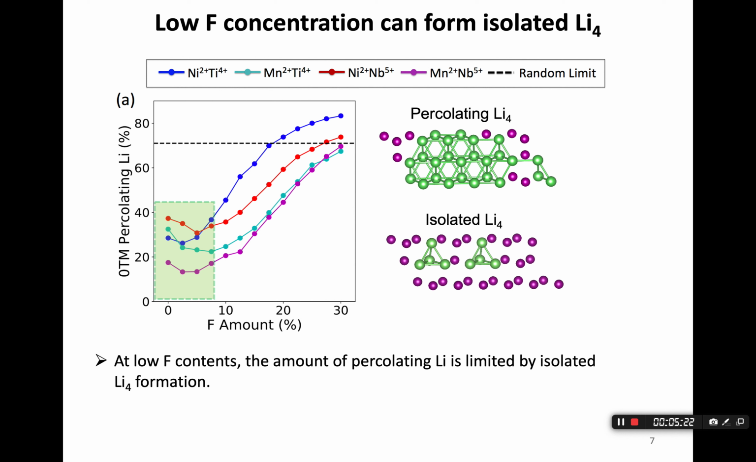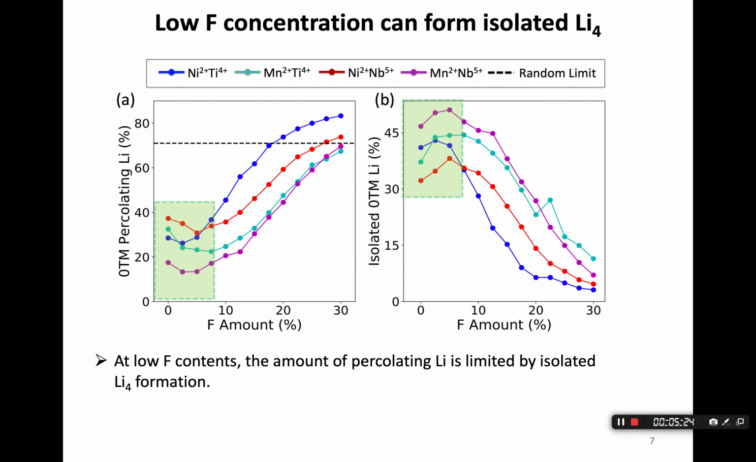So in that case, if you plot the amount of isolated zero-TM channels as a function of fluorination, you will realize that whenever the percolation reaches the minimum, the amount of isolated zero-TM will reach its maximum. That basically illustrates that the reason why you have bad performance at 5% of fluorination is because you form a lot of isolated zero-TM channels in the materials.